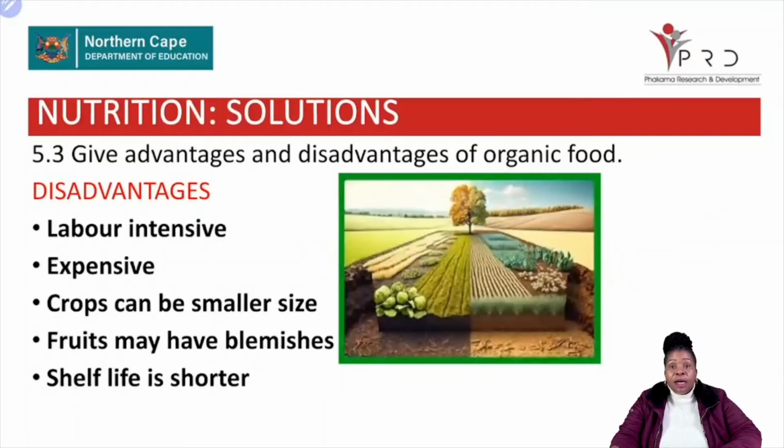Organic farming is labor intensive. It means there is a lot of labor that is needed when you have to put the manure and all other things, right? And organic farming could come a bit or very expensive, right?